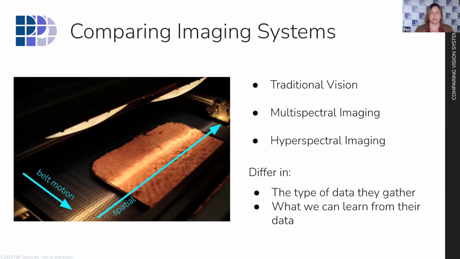And how do we look at that? So this is an illustration of a vision system that does hyperspectral imaging, where an entire row of pixels is detected all at the same time, and each pixel has a lot of information attached to it. So in terms of traditional vision, it might have a couple of colors. In multispectral imaging, it will have tens of colors, and in hyperspectral, it will have hundreds and even thousands of colors. What these imaging systems vary in is the type of data they gather and what can be learned from the data.